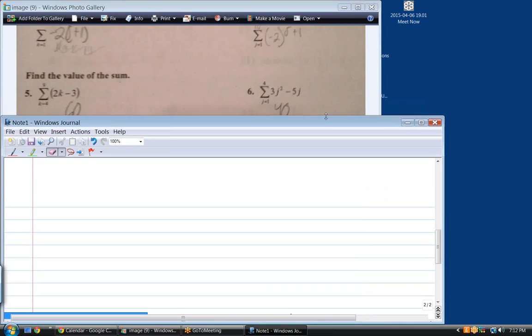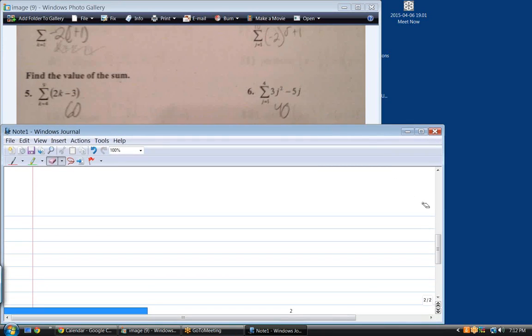Find the value of the sum. And those are the answers right there, but those are just from the answer key, so I didn't get them. Well, we could do it the hard way, right? The hard way being what? Doing a full formula, but you could just add them up.